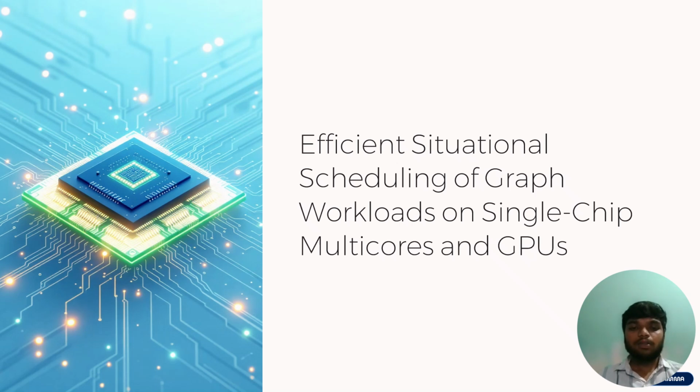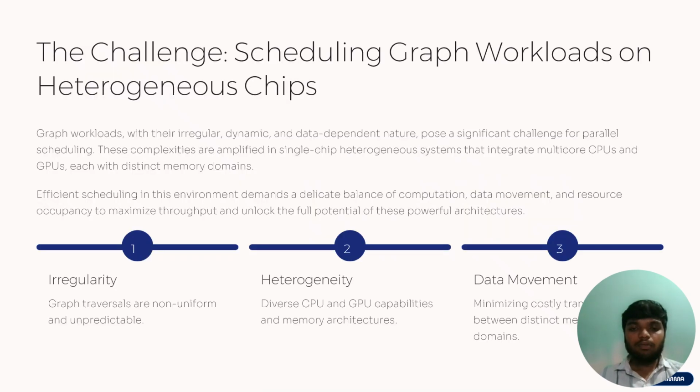Today, my topic is about efficient situational scheduling of graph workloads on single chip, multi-cores, and GPUs. The overview of my topic: graph workloads like social media networks, roadmaps, or recommendation systems are data intensive and irregular. They are not easy to run efficiently on modern hardware, especially multi-cores and GPUs.